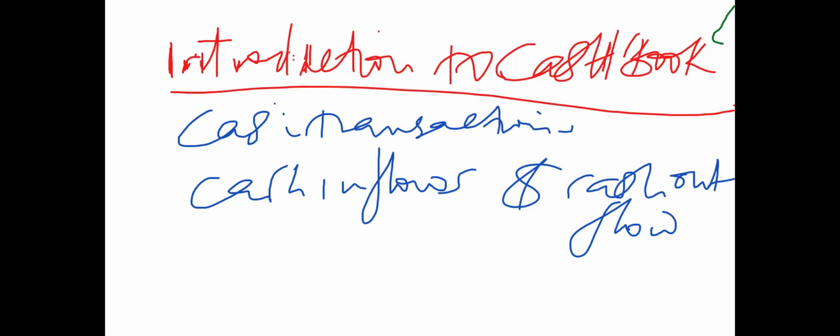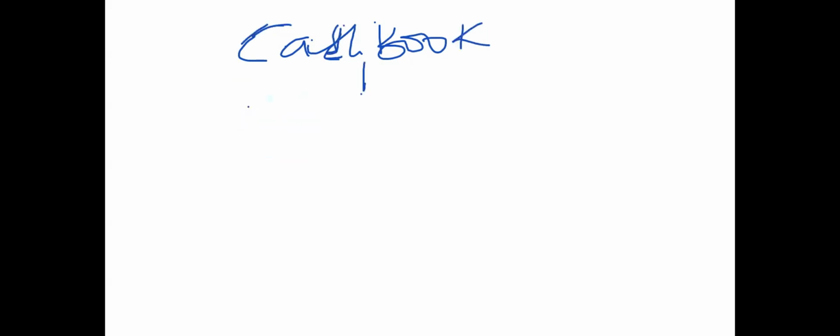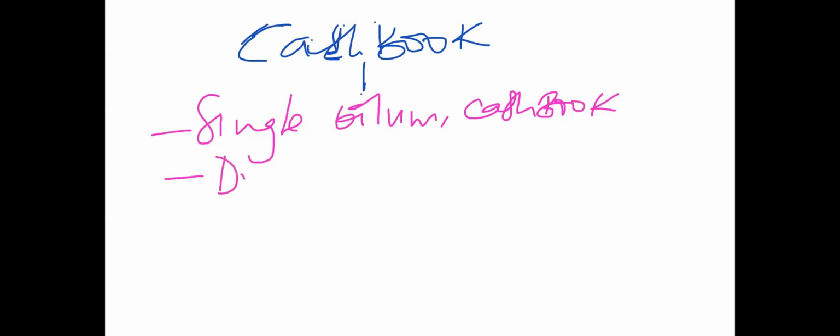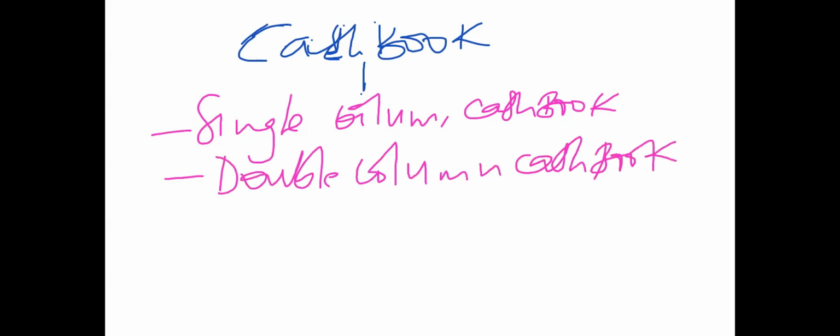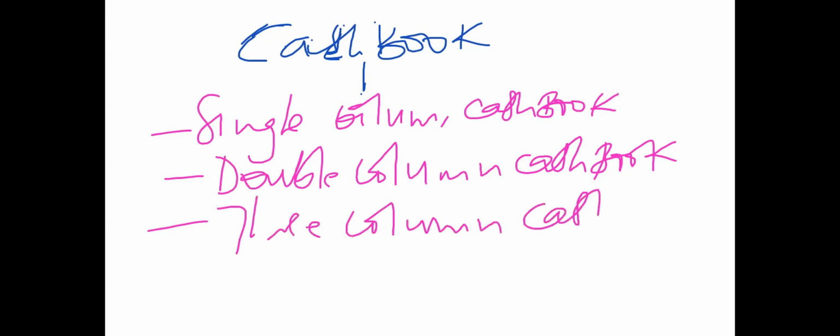However, I want to talk about the main levels of a cash book, which include the following. If you look at the cash book alone, it has types. We have different levels of cash book. We have the first one, which is the single column cash book. And then we also have a double column cash book, which is also referred to as the two-column cash book. Then we also have the three-column cash book, also known as the triple-column cash book. There are other cash books, but these are the main ones.